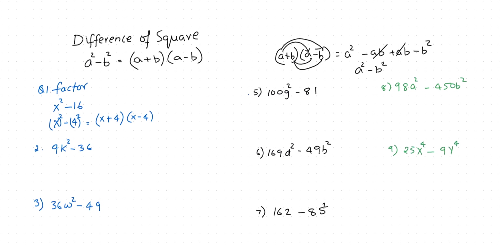9k² − 36. First we write both as squares. The square root of 9 is 3, so we can write (3k)², and 36 is 6². Think of this whole bracket as a and this bracket as b. So a² − b², and the factors will be a + b, that is 3k + 6, and 3k − 6.